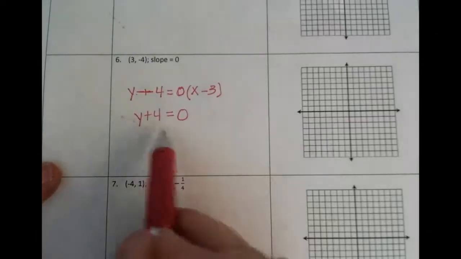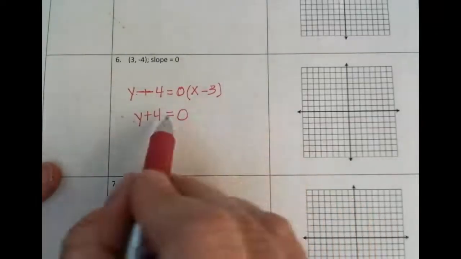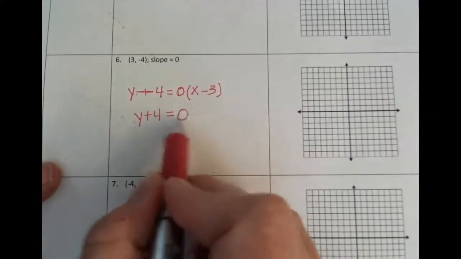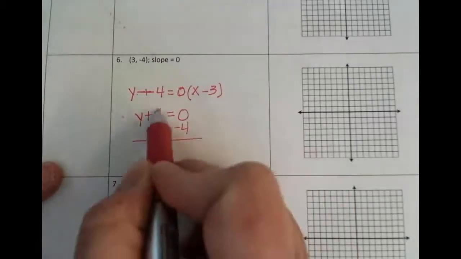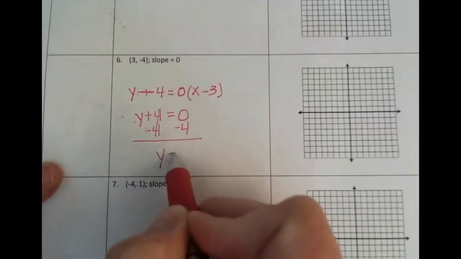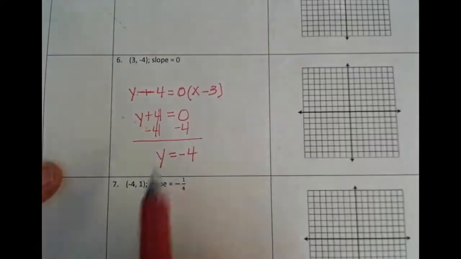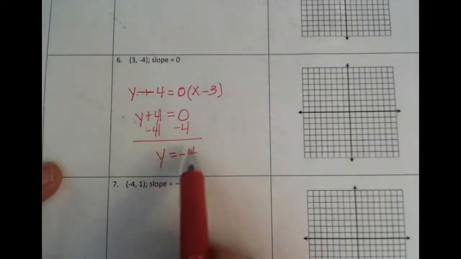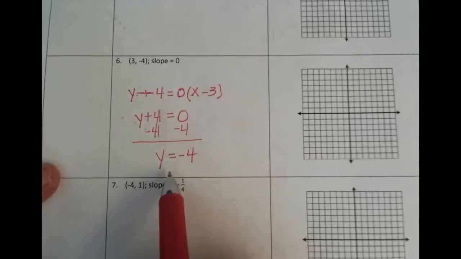Okay? So I still want to get y alone. It looks kind of weird because everything went away on the right-hand side, so it's just 0. So let's go ahead and use our inverse operations, and we get y equals negative 4. So remember, this is one of those special case lines. It's either an undefined or a 0 slope line.